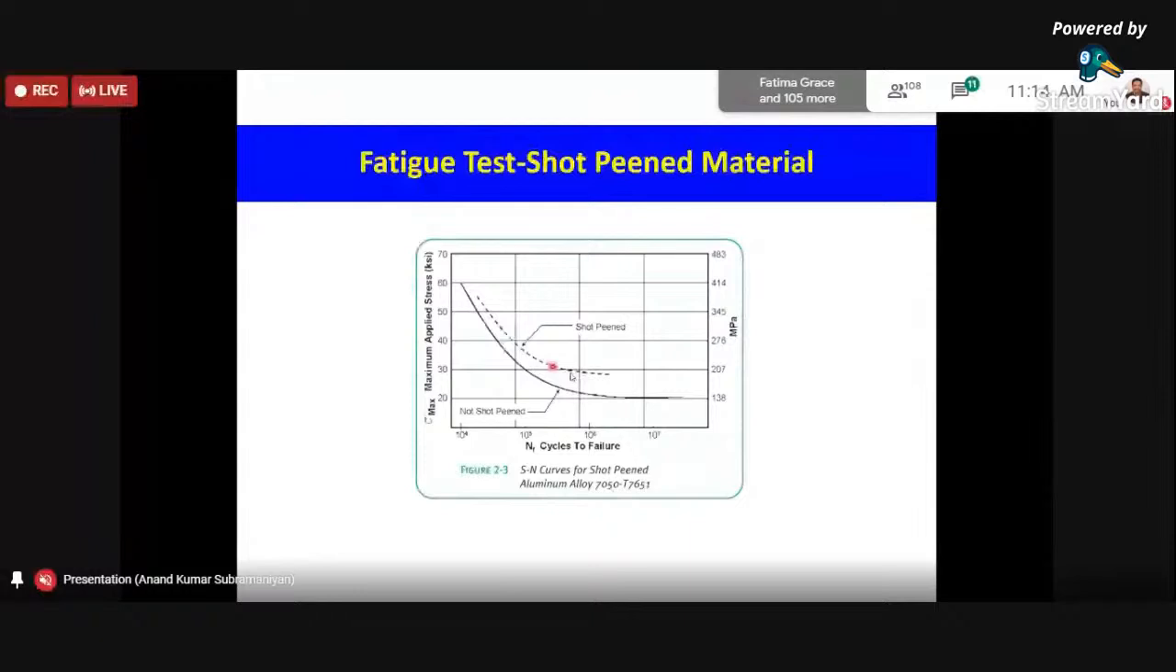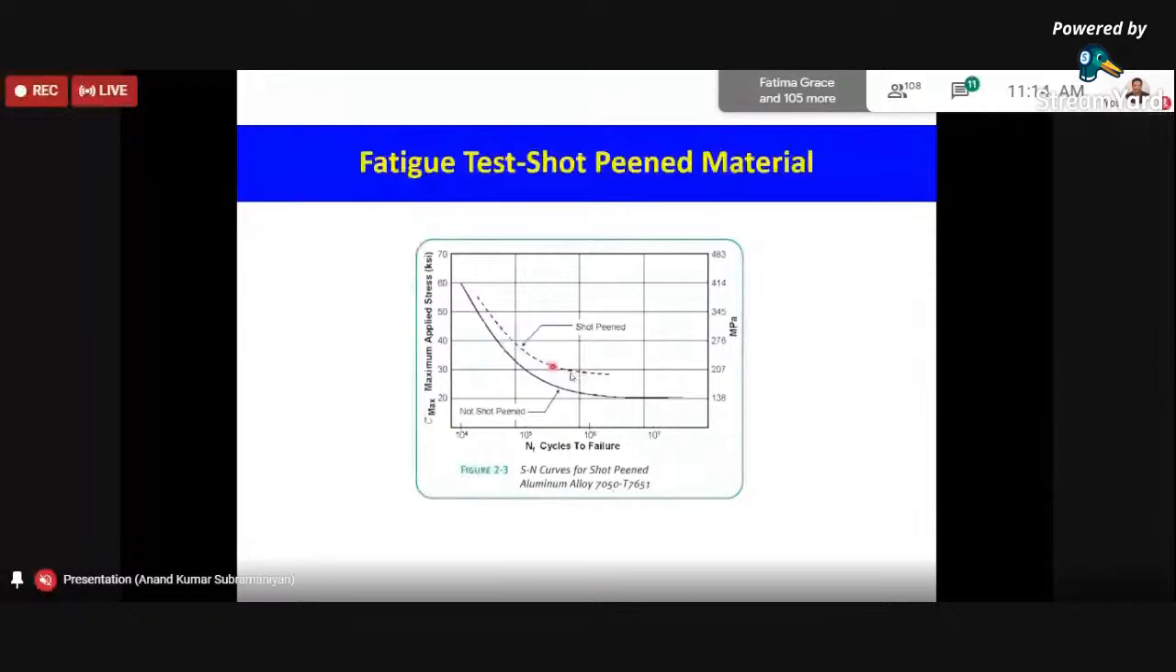And the reason for that is that two things contributed to better improvement of this fatigue life. One is the presence of compressive residual stress and the work hardened zone, or the nanocrystalline layer which is being formed. And that is about the shot peening case.